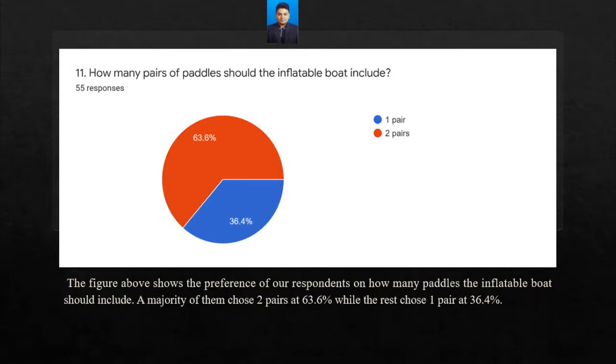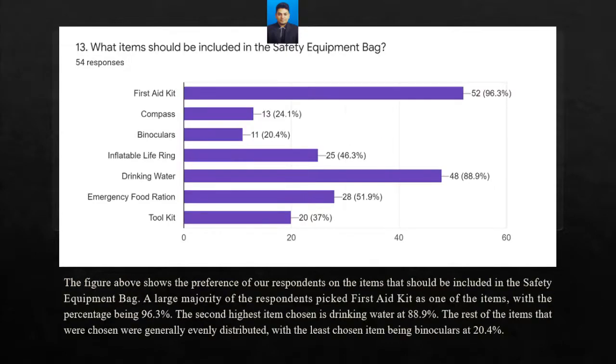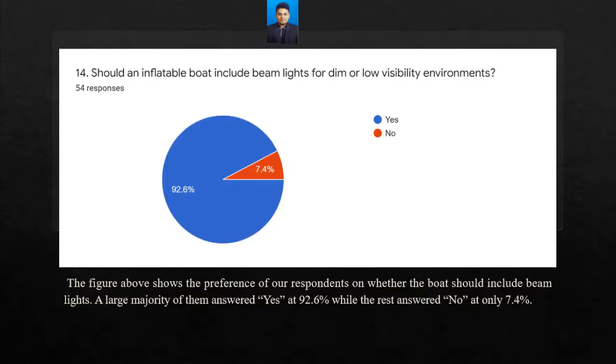This figure shows the majority of our respondents want 2 pairs of paddles included. In this figure, anything exceeding 50% margin would be considered to be essential items to be included in the safety bag of the inflatable boat. The items that meet this criteria, according to our respondents, are first aid kit, drinking water, and the emergency food rations. In this figure, most of our respondents said the boat should include beam light.